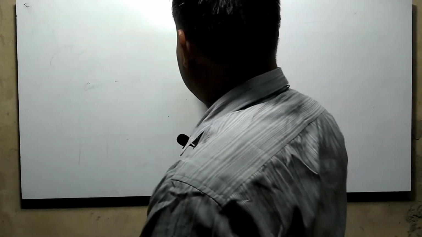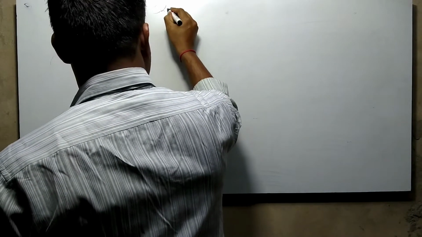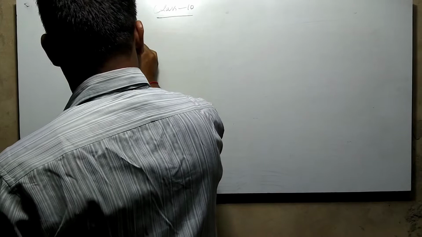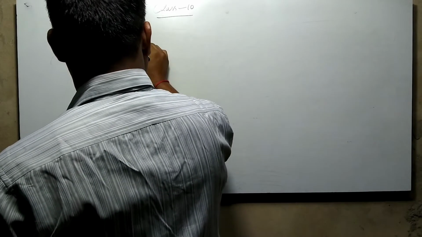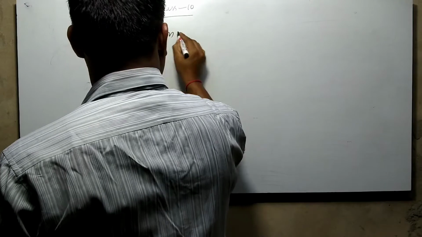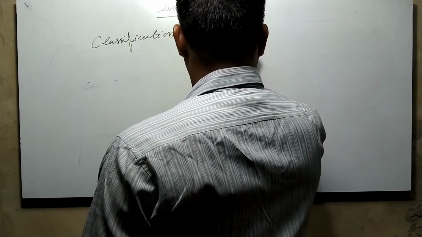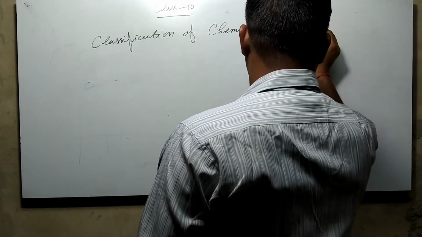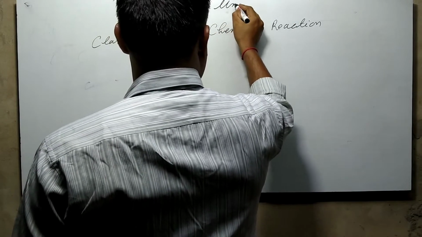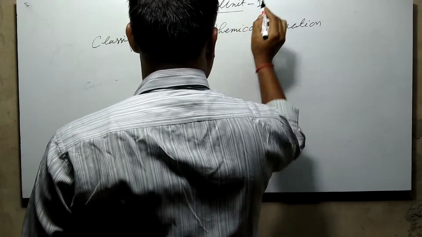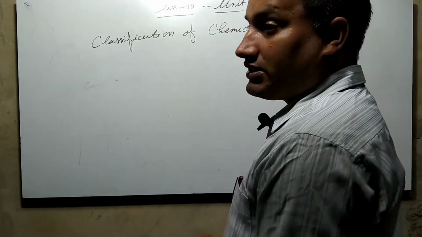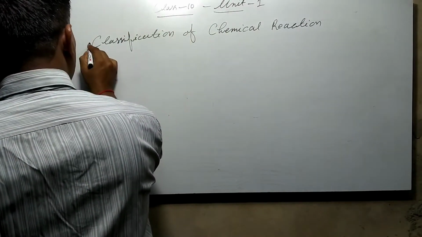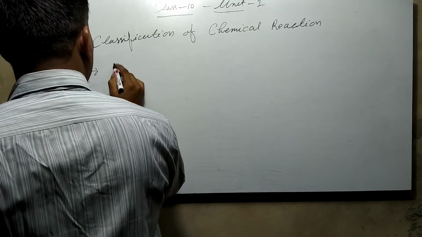Now we are going to discuss classification of chemical reaction. This is unit number first of class 10th, classification of chemical reaction. Actually the chapter name is chemical equation and reaction. So classification of chemical reaction, mainly we will study there are 5 types of chemical reaction.